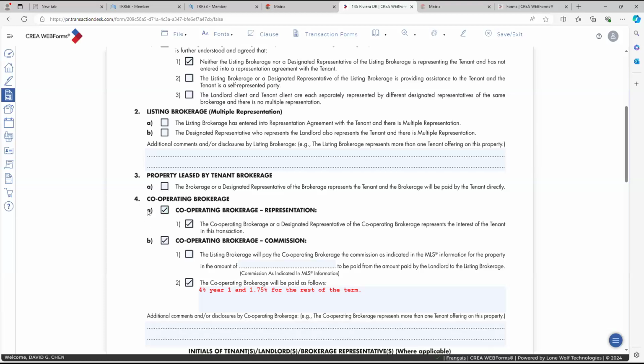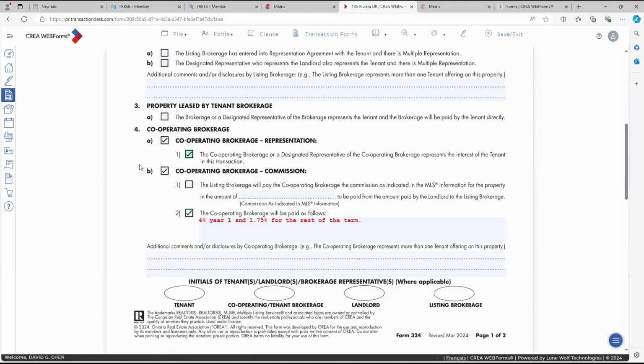Okay, so 4A1, you need to click it as well, and number 1. Number 2, you need to click number 4B, the cooperating commission, because there are two areas. One is called representation, number 2 is called commission, right? Commission, as I said at the beginning, if you click number 1, as per MLS, sometimes you're confusing, you're getting trouble sometimes maybe, right? So I suggest using number 2.